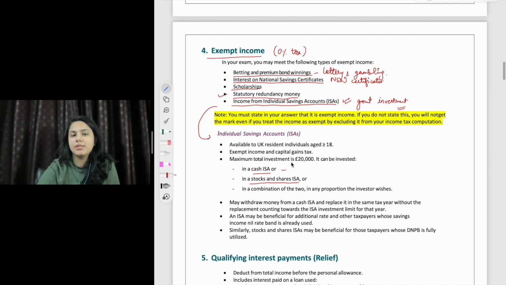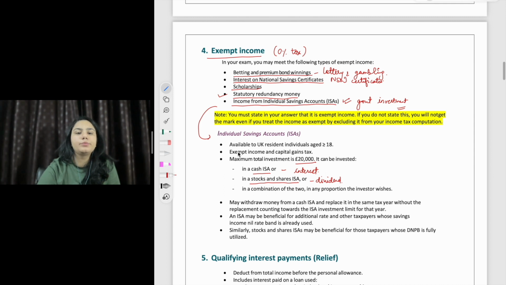Cash ISAs are just like your savings deposit account, where you can deposit your money and you will get interest on it. Whereas stocks and shares ISAs are the ones where you put your money and you will get a dividend. So these are the types of income that you can receive from your ISAs. Both are tax free. The maximum investment for a particular tax year in ISAs is 20,000, cumulative of both of them, not 20,000 each. You should not invest more than 20,000 in ISAs, cumulative of both of them.